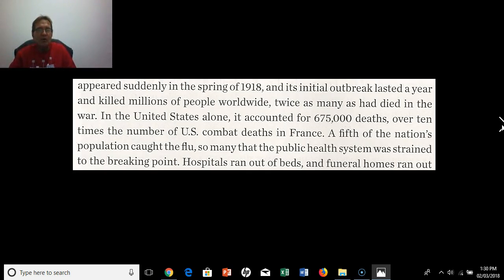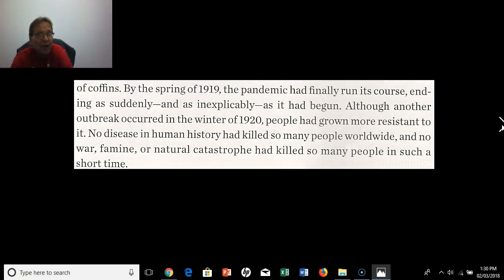In the United States alone, it accounted for 675,000 deaths, over 10 times the number of U.S. combat deaths in France. A fifth of the nation's population caught the flu, so many that the health system was strained to the breaking point. Hospitals ran out of beds. Funeral homes ran out of coffins.